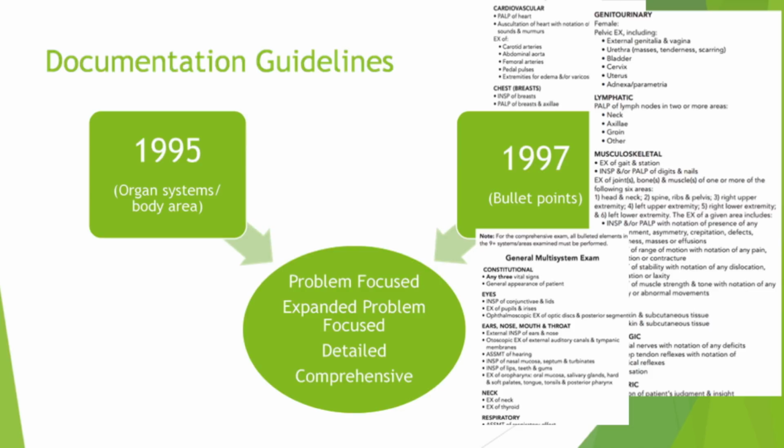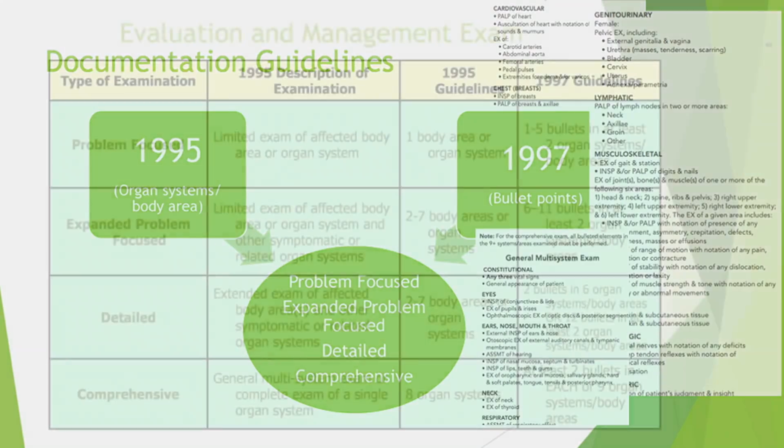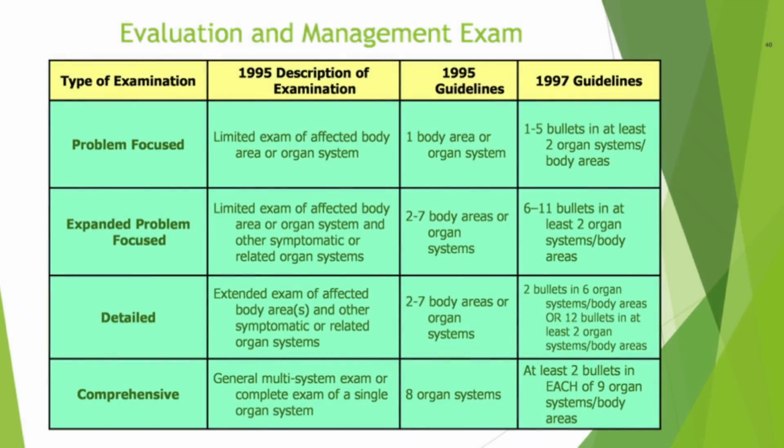The 1995 version deals with organ systems or body area, and the 1997 guidelines use bullet points. Essentially, either one of these guidelines is used to determine how detailed the physical exam is. It can be either problem focused, expanded problem focus, detailed, or comprehensive. Here you can see the differences between the two guidelines. We will go into more detail with this during our upcoming workshop.